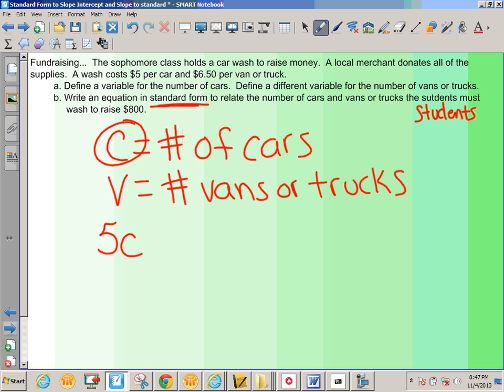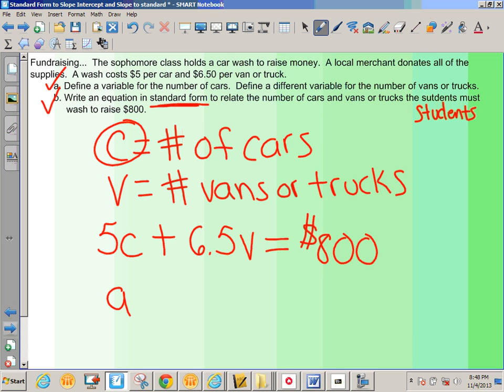So for example, if I washed one car, then that would be $5. Plus the number of vans. This time it's going to cost a little bit more to wash a van than it would a car. So we know that 5C plus 6.5V, and remember that we're trying to get to a total of $800. And that's all that you're expected to do. So we defined the variables, and then we wrote an equation in standard form. You can see that that looks like AX plus BY is equal to C. If you are more comfortable, you could have called this X, you could call this Y, and then no matter what, it's going to be equal to C.